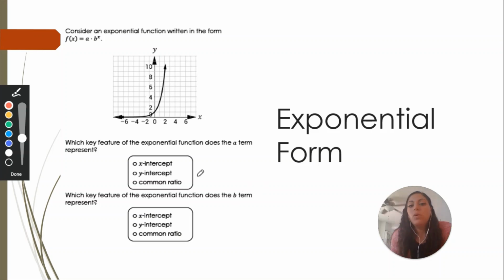Now, what does the B term represent? The B that has the variable on top of it as an exponent is the common ratio. Common ratio is what we are multiplying by. So at what rate is coronavirus multiplying in the United States? Well, let's take a look.